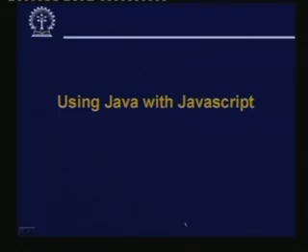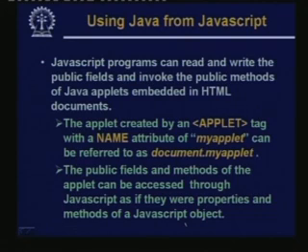First, you see how Java can be invoked along with JavaScript, that is, calling Java utilities, meaning the methods and the properties, from JavaScript. The basic concept is this: from a JavaScript program we can read or write the public fields or call the public methods. If they are not public, we would not be able to do this.